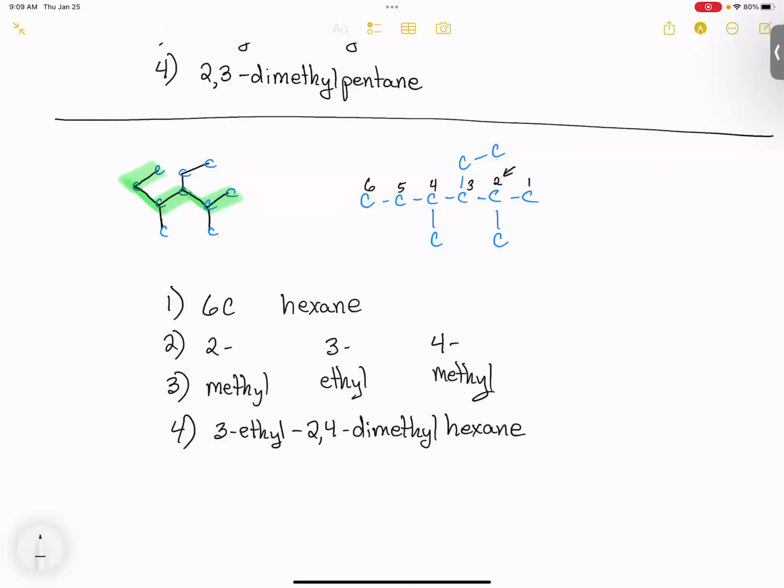Questions? It takes practice. So guess what homework 2 is going to have a lot of? Naming practice. And also identifying whether it's primary, secondary, tertiary, or quaternary, which I think is the easy part. The naming is the hard part.